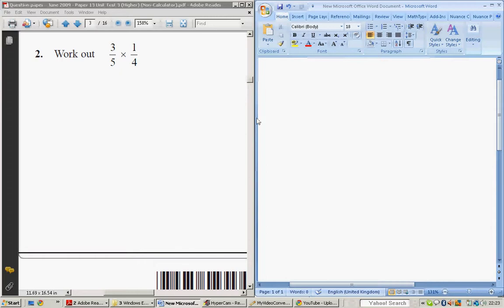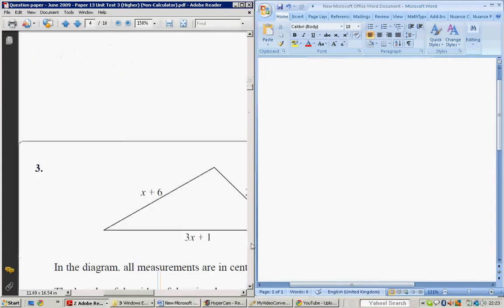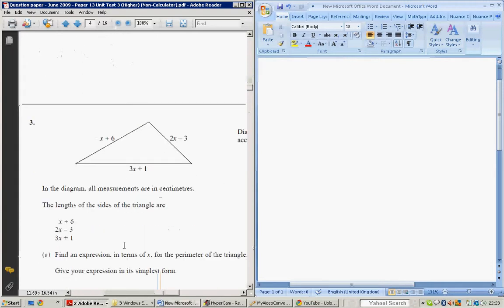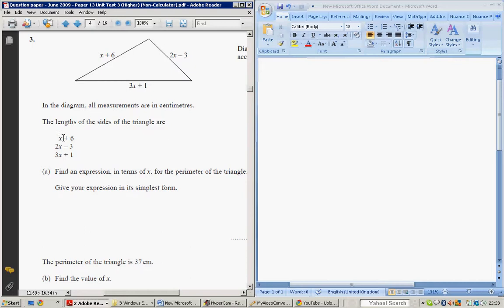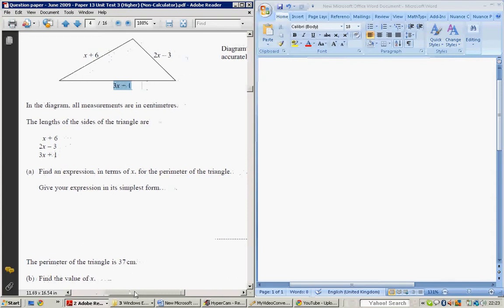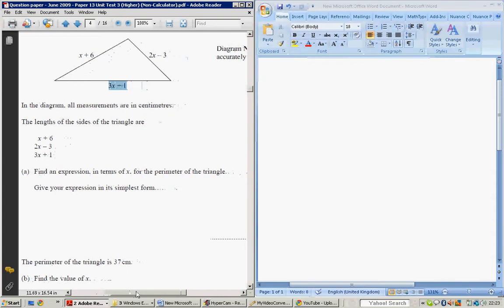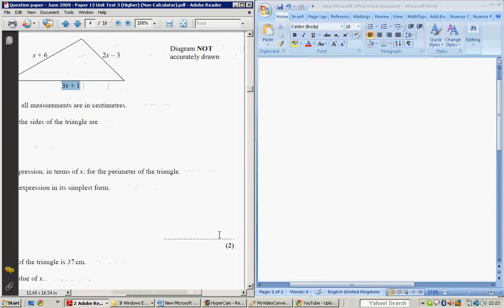This is question 3 now on the Edexcel 2009 paper. In the diagram, all measurements are in centimeters. The lengths of the sides of the triangle are x plus 6, 2x minus 3, and 3x plus 1. Find an expression in terms of x for the perimeter of the triangle. Give your expression in its simplest form, and this is worth 2 marks.